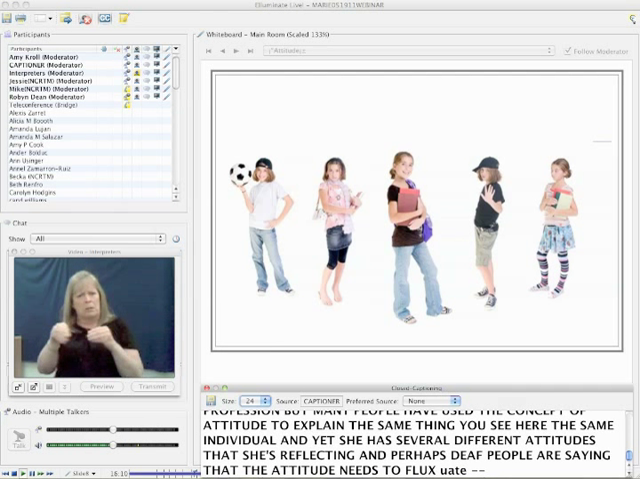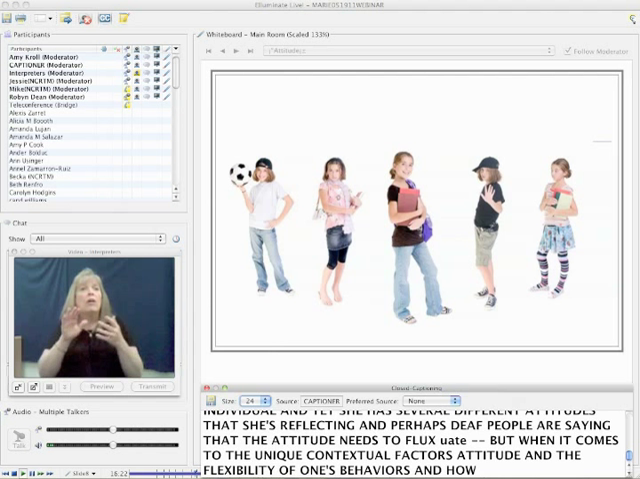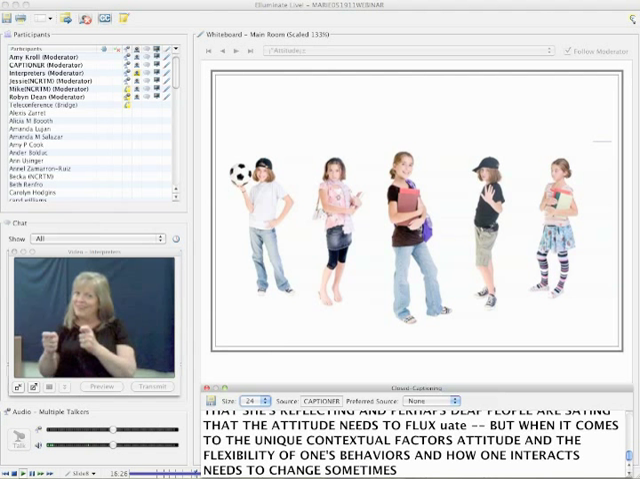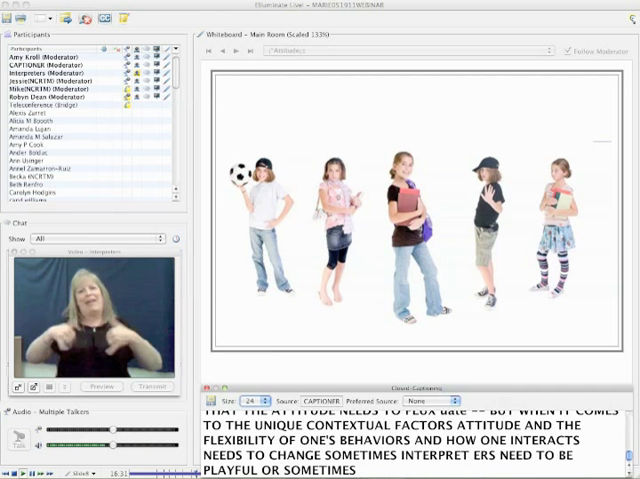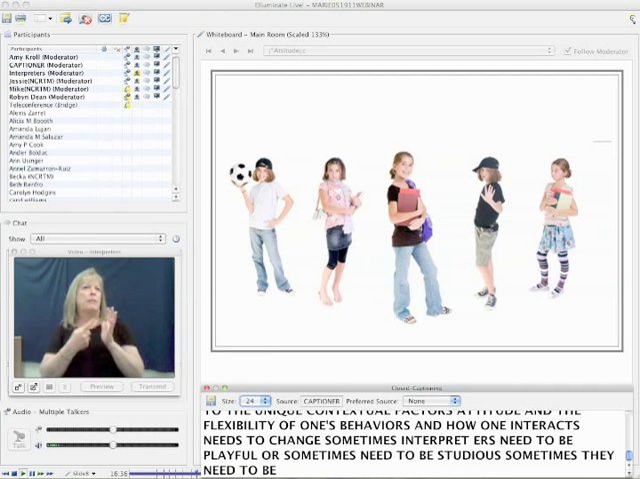But when it comes to the unique contextual factors, attitude and the flexibility of one's behaviors and how one interacts needs to change. Sometimes interpreters need to be playful. Sometimes interpreters need to be studious. Sometimes they need to be restricted within boundaries. And the context determines those.